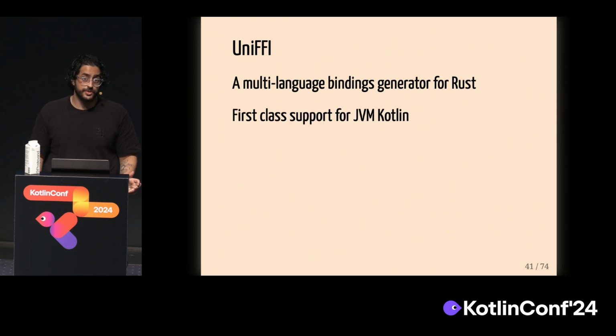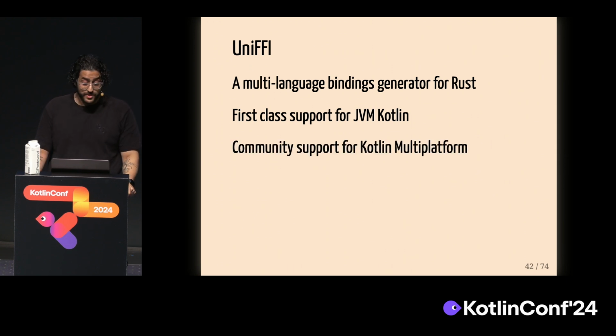It has first-class support for the JVM Kotlin. So it will generate all of that C-like Rust code, but it also knows how to generate that C-like JVM code that knows how to call into that Rust code, so that you don't have to worry about it. There's community support for Kotlin multi-platform by outside contributors outside of Mozilla, and it's one thing we did with Unify: we made an open extension, and we've seen folks from the industry implement bindings for Go, C#, among other things, while we maintain the Kotlin, Swift, and Python bindings.